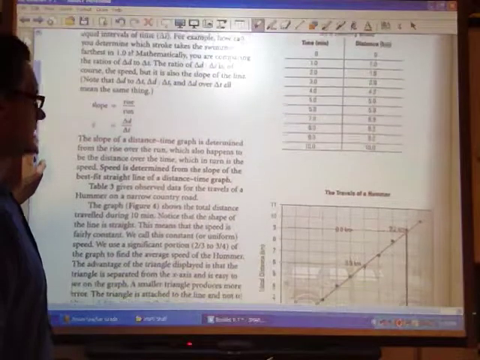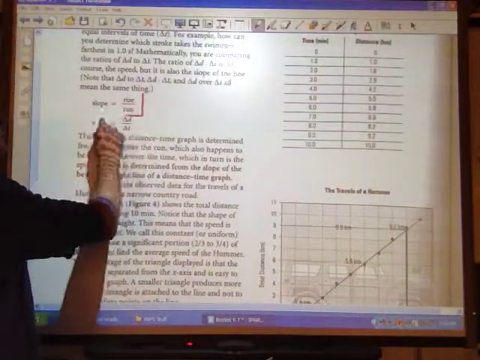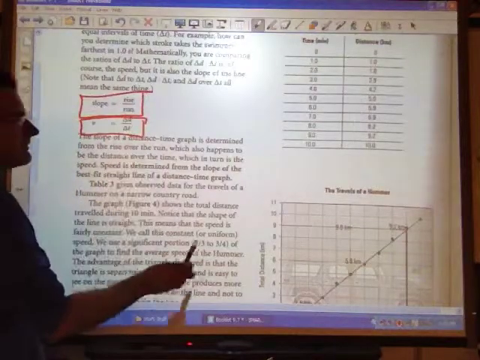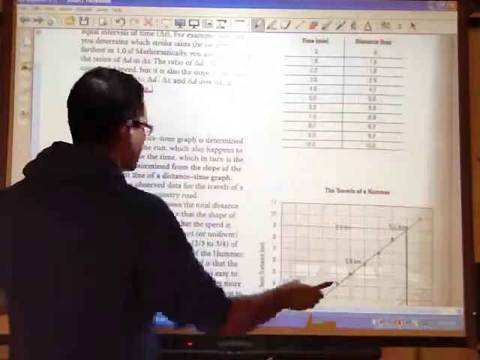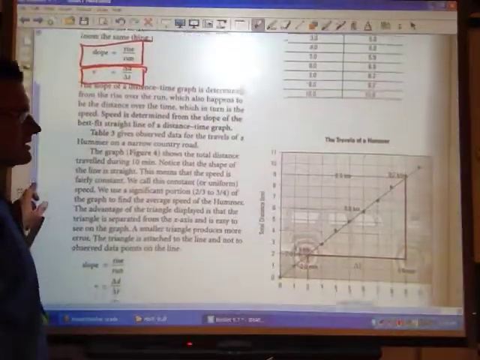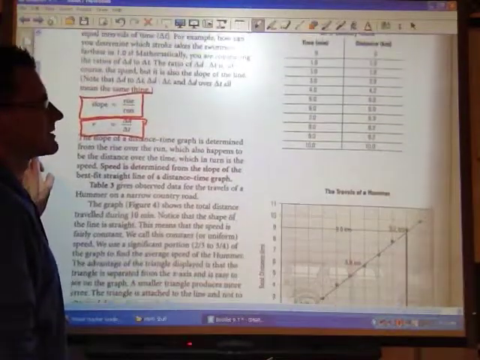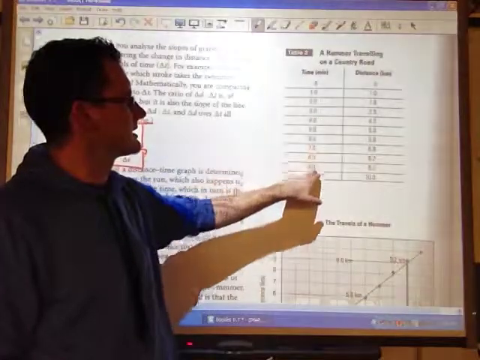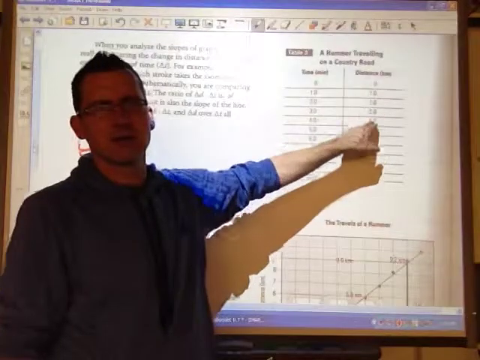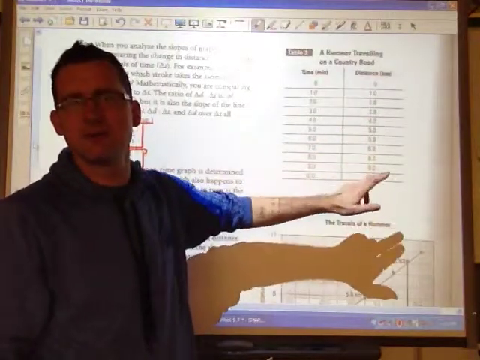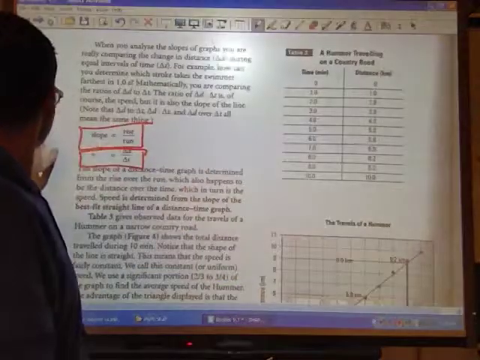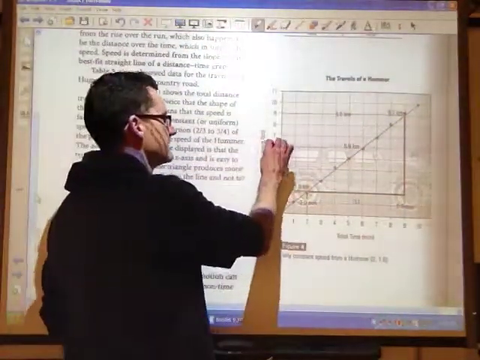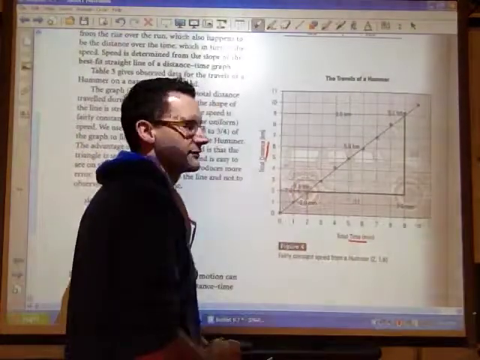The next example here, so slope is rise over run, and on a distance time graph, change in distance over change in time. So in figuring out the slope, for example, this is a Hummer traveling on a country road. As we see the minutes tick by, the distance in kilometers is increasing, so it is moving. There is a speed. To get what the speed is, figure out the slope of a distance time graph.